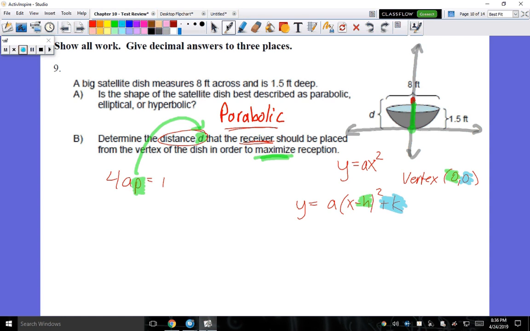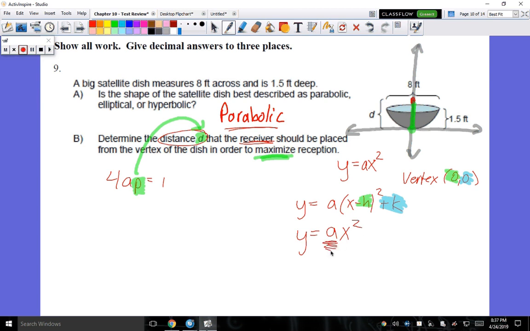And now we know a is positive because it's facing up. We have something that looks like this. y is equal to ax squared. Okay? Now, we either need to know a to find p, or we need to know p to find a. Okay? So what I have here is not straightforward just given to me. So y equals ax squared. We don't have this a term.